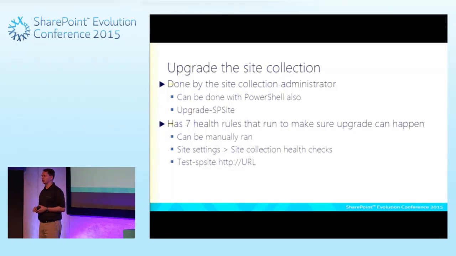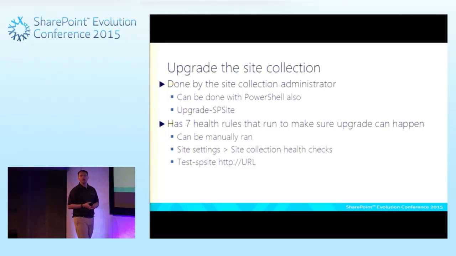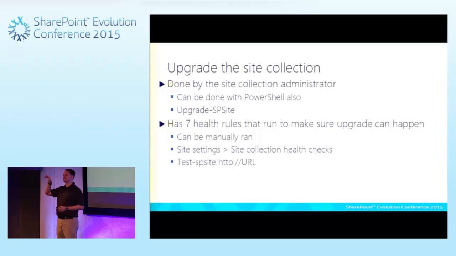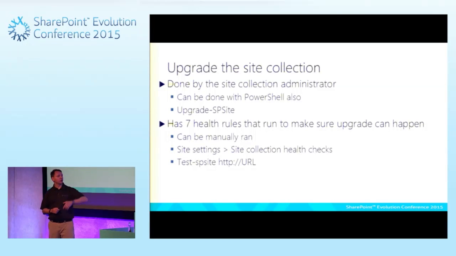And you can do the evals that way too. You can request an eval or do the site collection upgrade there. Upgrade-SPSite is the cmdlet that does that. SharePoint has a list of 7 things that it checks, and that's the health check that we talked about in the previous one. The site collection administrator can also go into the site settings and run health checks, and it will show them what the checks are, like checking for language packs. And that's how you do it in PowerShell, with Test-SPSite, to see if those rules are there.